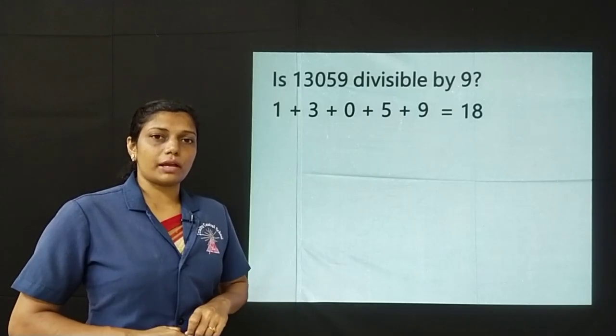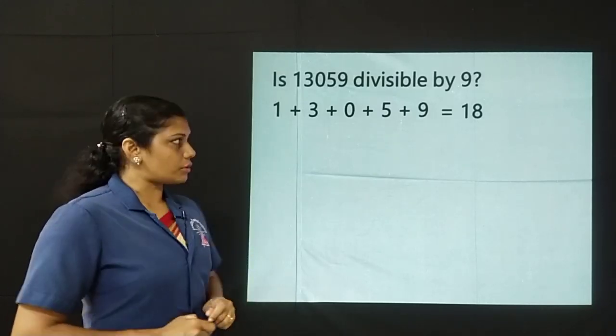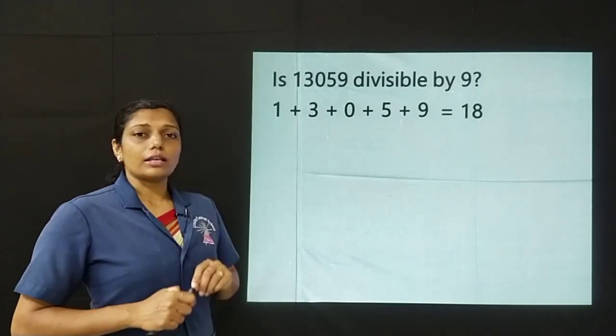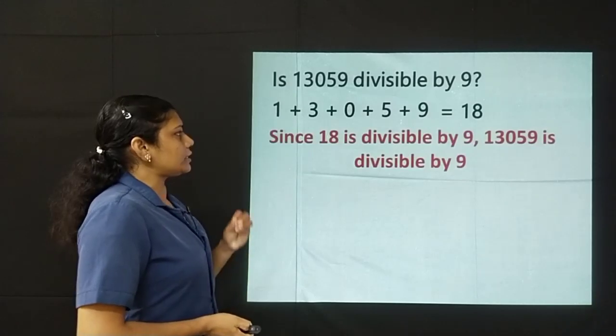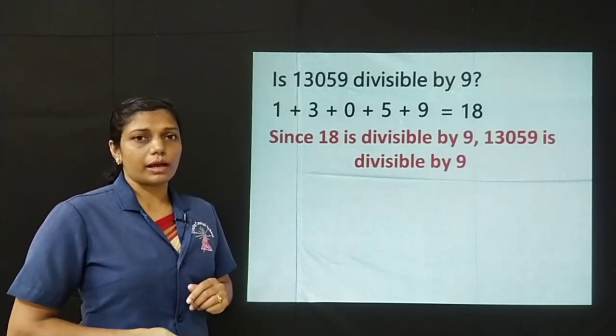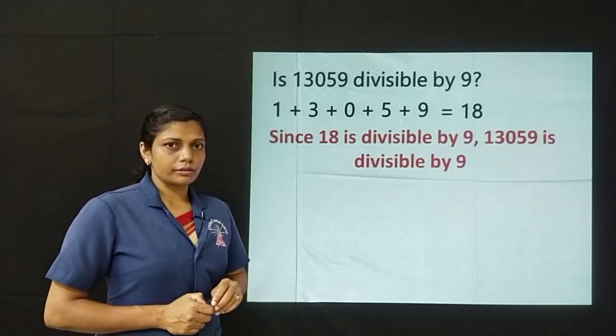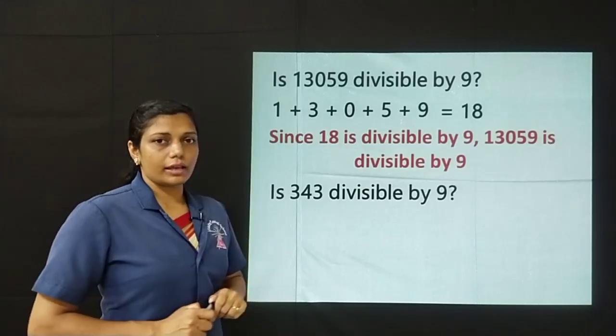Is 18 divisible by 9? Yes, 9 twos are 18. So, the entire number has to be divisible by 9. Since 18 is divisible by 9, 13,059 is also divisible by 9. Clear, children? Next problem. Is 343 divisible by 9?